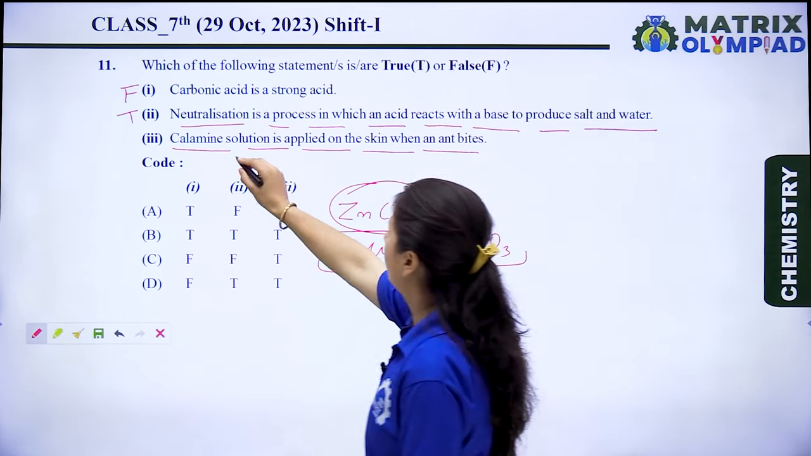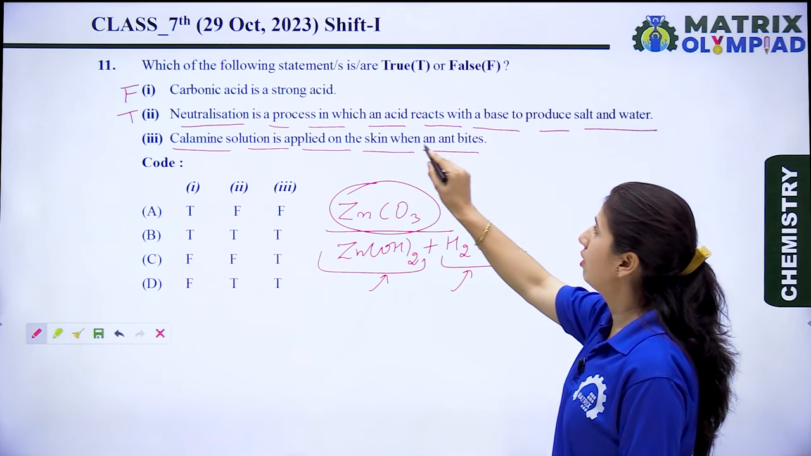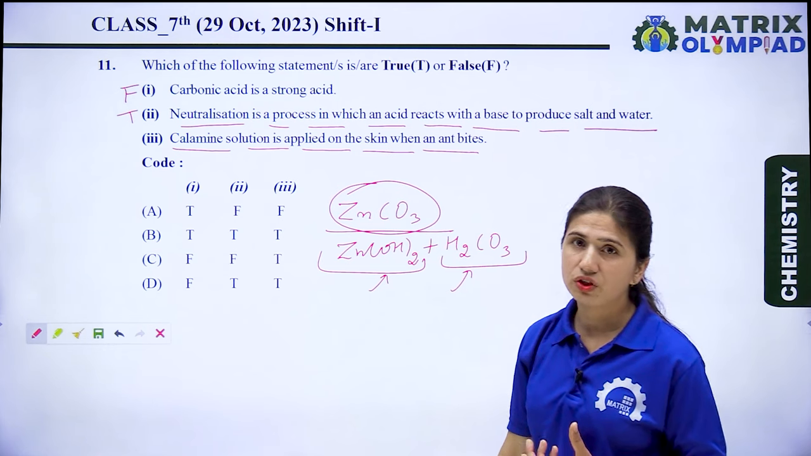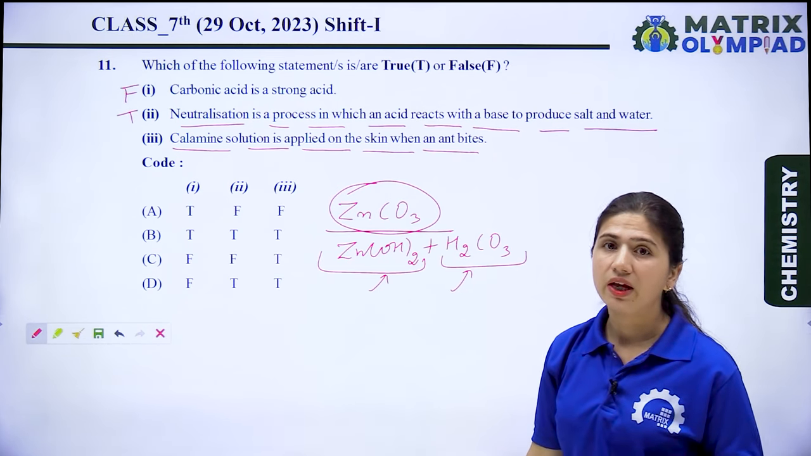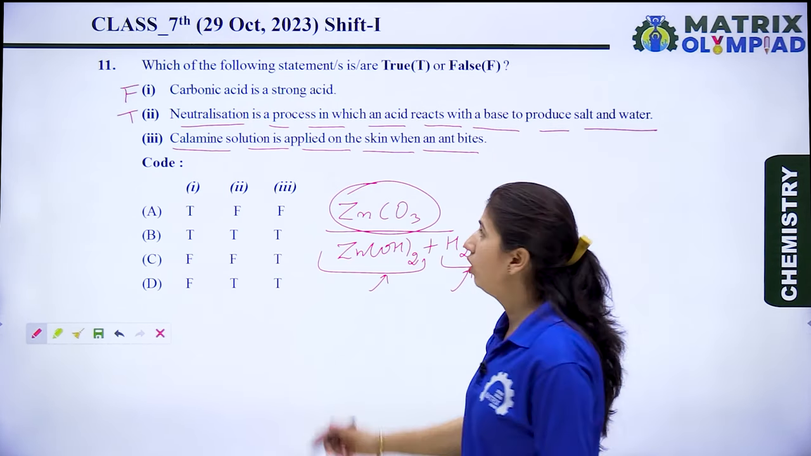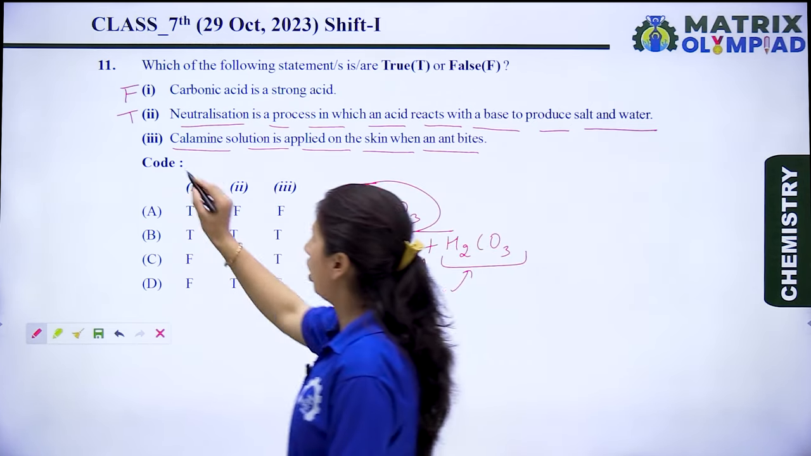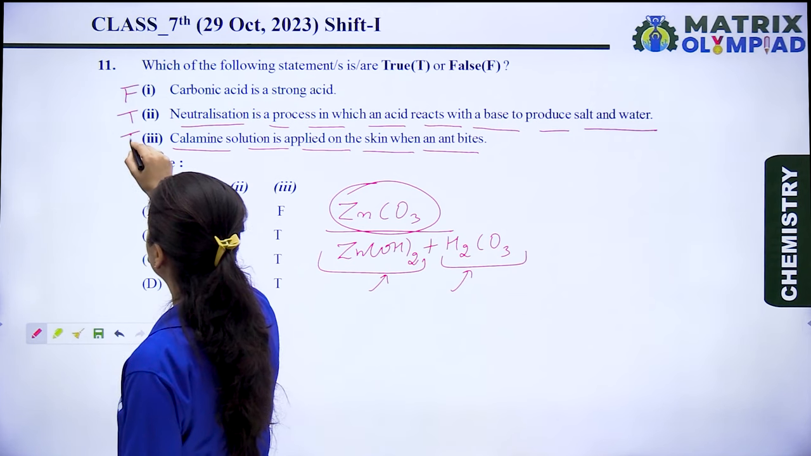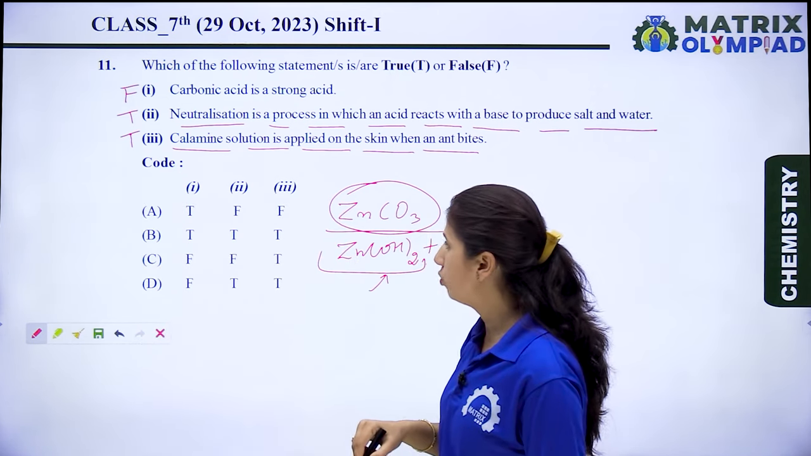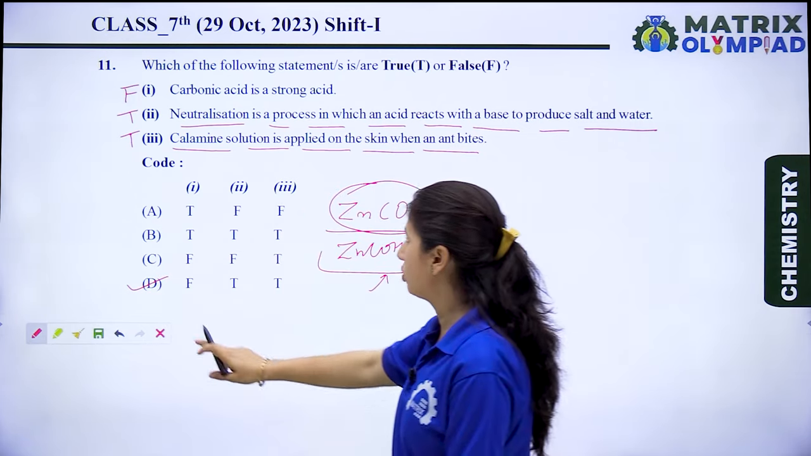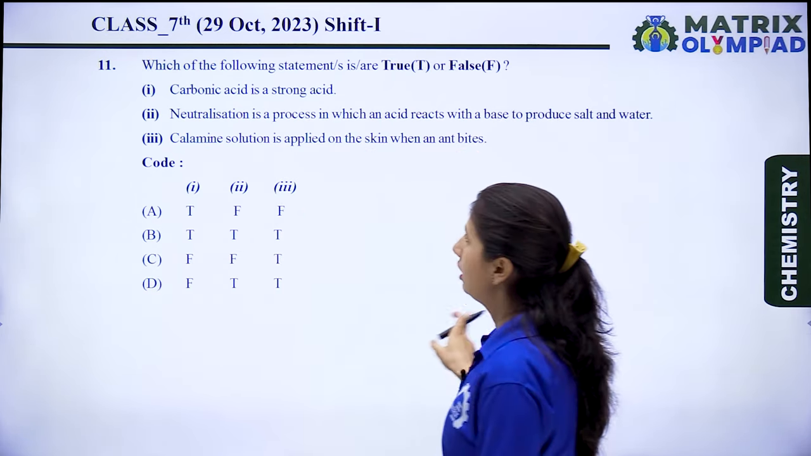So the calamine solution is applied on the skin when an ant bites, because ant bites have acid, which is formic acid, or we can say methanoic acid. So against the acid, calamine solution works here. So the third is a true statement. So false, true and true. So option D is the right option for this question. Now let's see the next question.